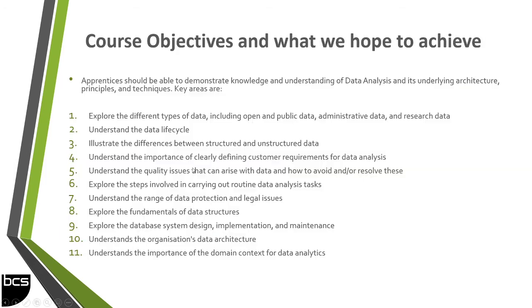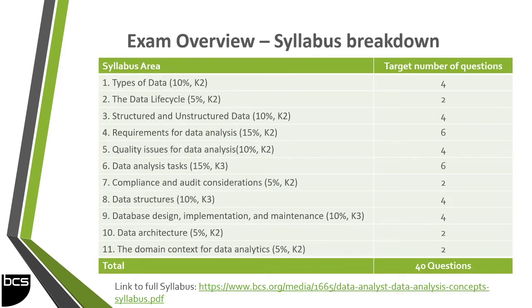So if we go back to this one here, these are the learning outcomes. And then each one of them is set to a percentage. And then at the end of it, you've got K2 or you've got K3, okay, which we'll look at now. And then at the end, it says the number of questions that are going to be related to that topic. So for instance, types of data, number 1, it's got 4 different questions, because it's 10%, which is directly related to types of data, okay?